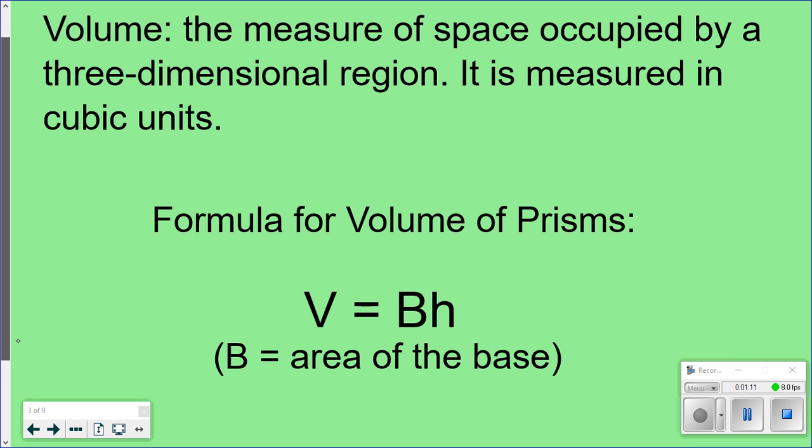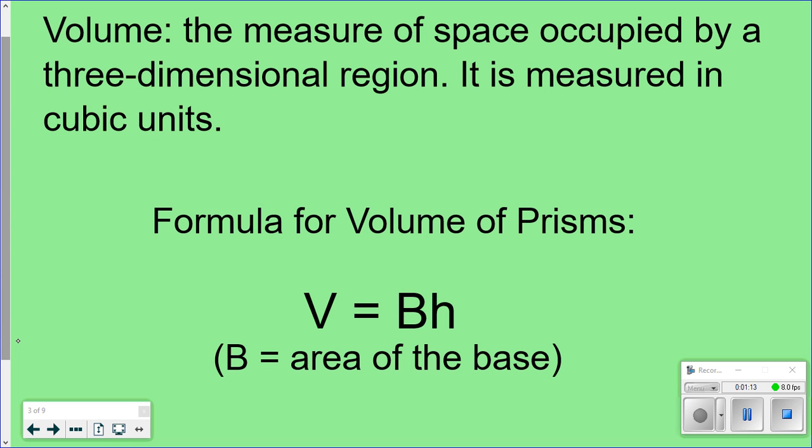Okay, so here's the stuff we need for today. I'm going to explain a little more about this because this is the formula we need. Volume is the space something takes up. And I'm going to show you some examples. Where did it go?